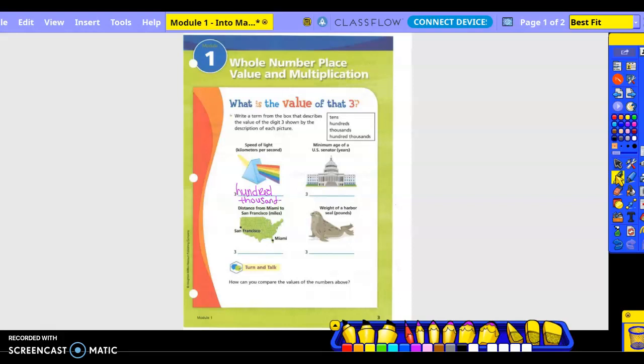Okay, and remember, is there a THS at the end? No, because that means what? Decimal form, right? Okay, we're not in decimal form. Minimum age of the U.S. Senator in years, what would that be? 10.